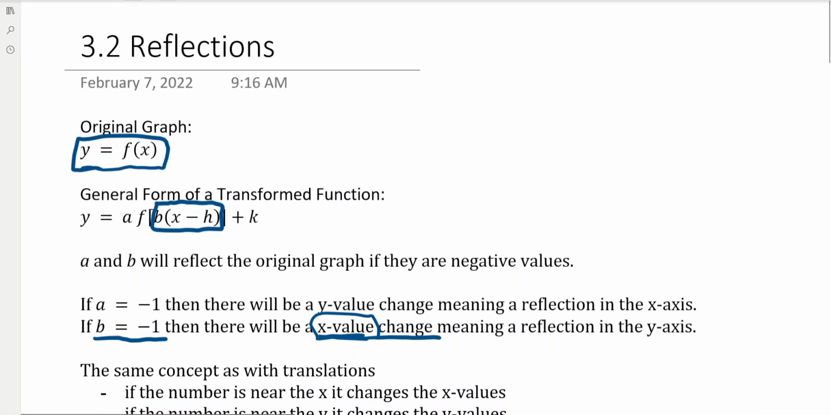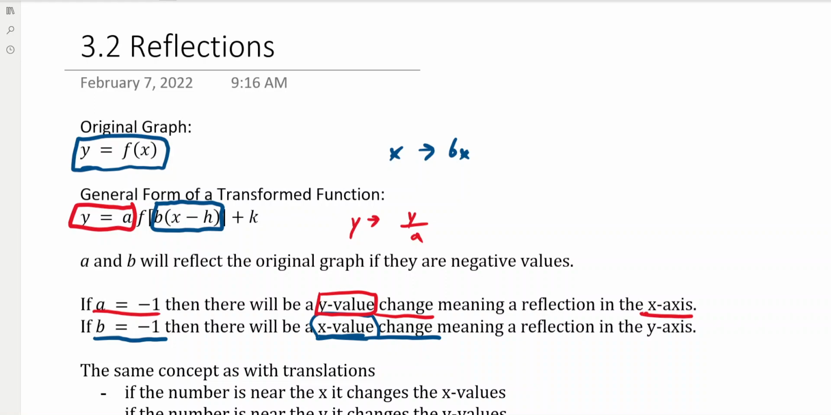All right? On the other hand, a is closer to our y, or you can even think about y being replaced by y over a. Those are both perfectly valid options. x is also being replaced by b times x. So anyways, you can think about it either way, but either way that you look at it, the a value is changing the y values. So the y values will change, meaning that there's a reflection, however, in the x-axis.